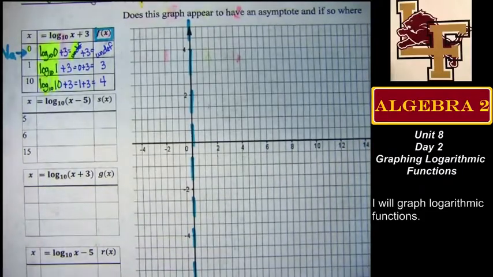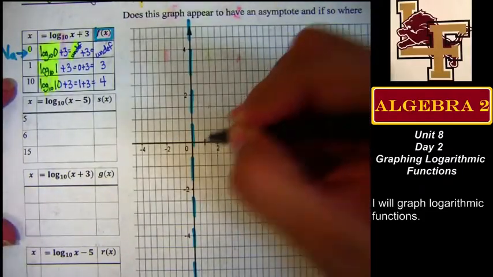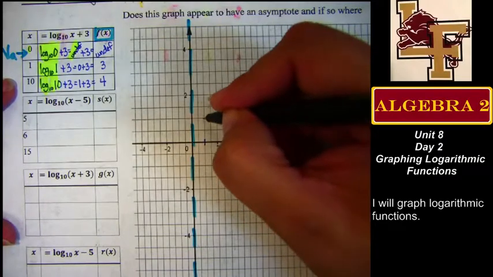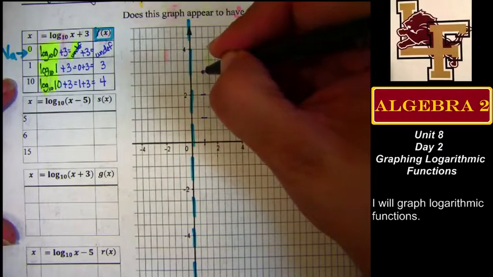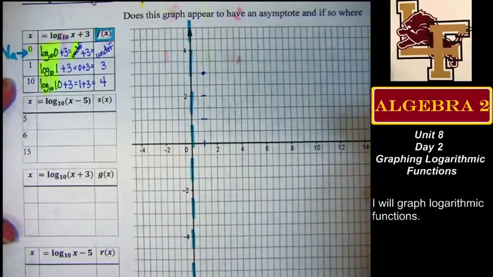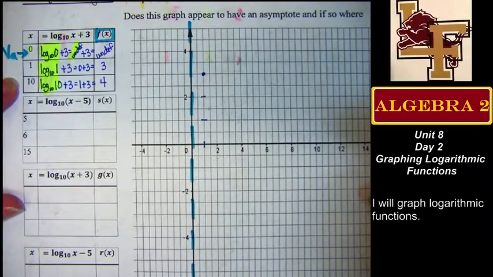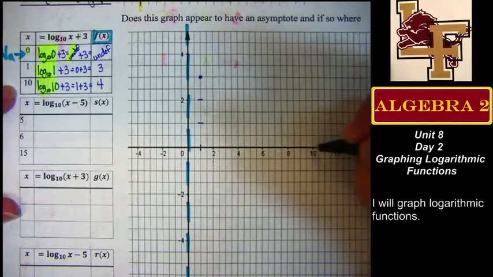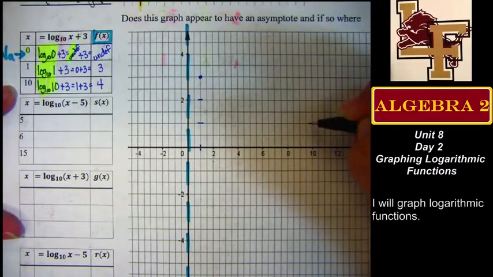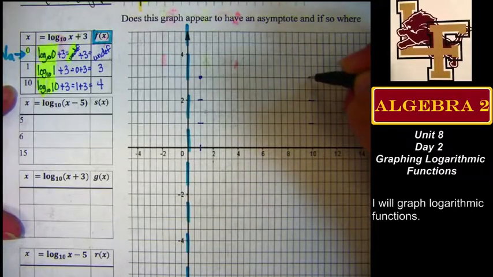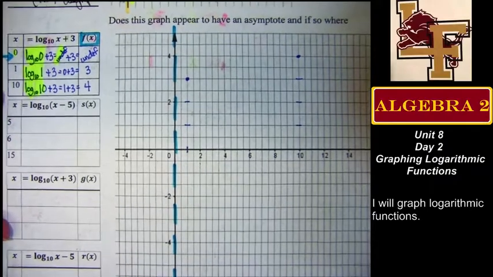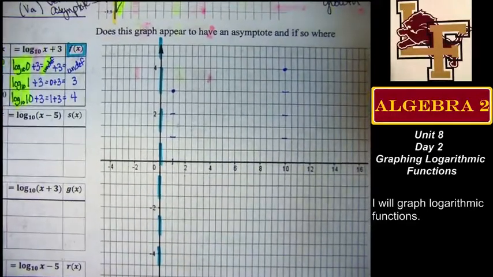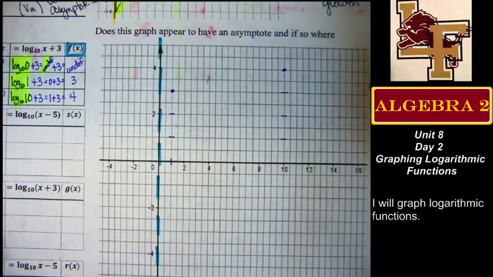At x is 1, y is 3. Please notice that these graphs are counting by halves. That means every 2 lines is a whole number. When x is 10, y is 4.